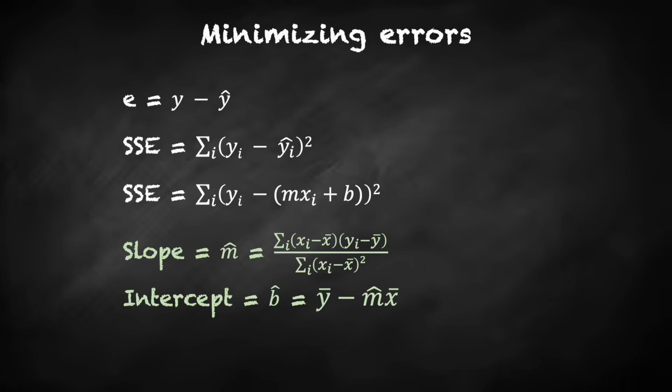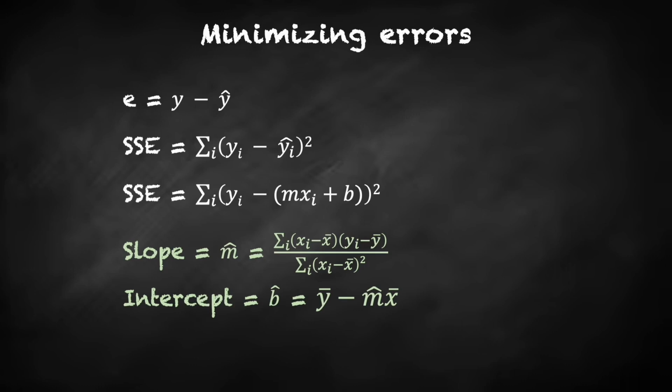The x and y with the line over the top we call x bar and y bar, and they actually represent the mean of our x values and y values respectively. So m hat is equal to the sum across all of our points of the x value minus the average x value times the y value minus the average y value. Then we divide that by the sum across all points of each x value minus the average x, squared. That gives us our estimate of the slope.